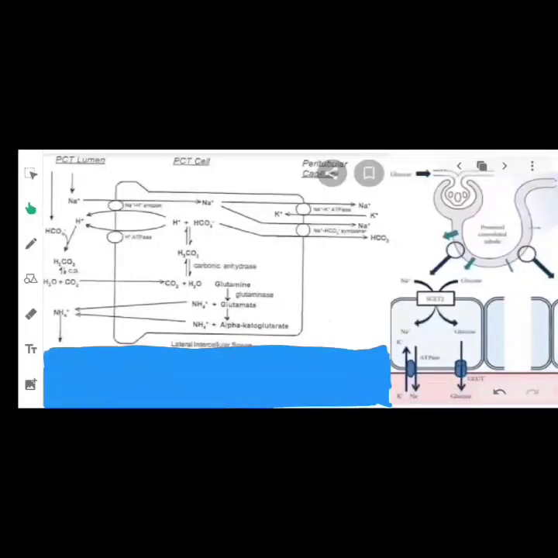From the tubular cell, glucose is transported into the medullary interstitium by another carrier protein. And what is this carrier protein known as? It is known as glucose transporter 2, that is GLUT2.